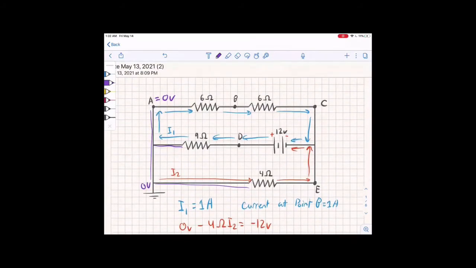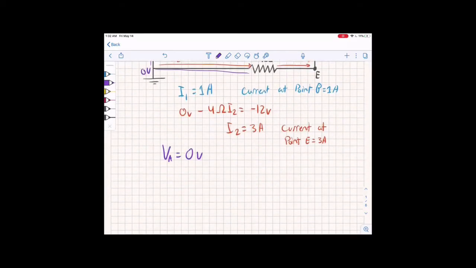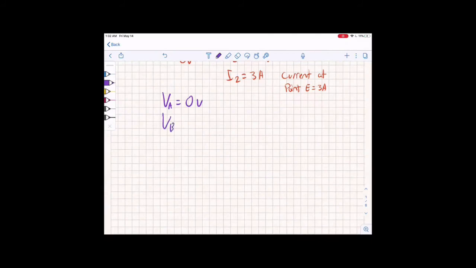Now moving on, we have point D. Point D is right off the 12 volt battery. There's nothing stopping any current, so it's just going to be equal to positive 12 volts, because it's coming off the positive end of the battery to the ground. So VD is going to be positive 12 volts.